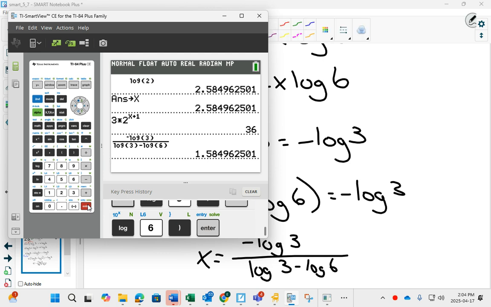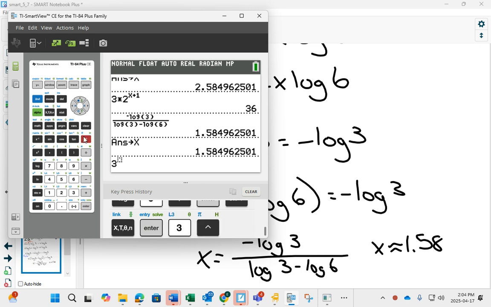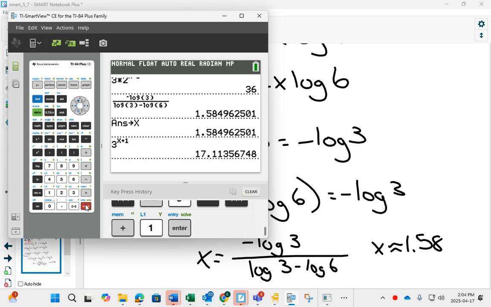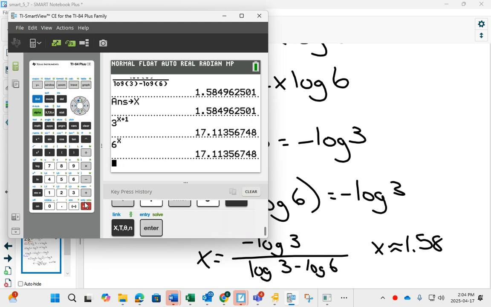1.58, so x to the nearest 100th. And now I'm going to store this as x. And to check, I've got to plug in the one side and plug in the other side. So the original equation was, on one side, 3 to the x plus 1. And the other side was 6 to the x. Oh, I pushed enter so fast I didn't even have a chance to get nervous. And they're right.